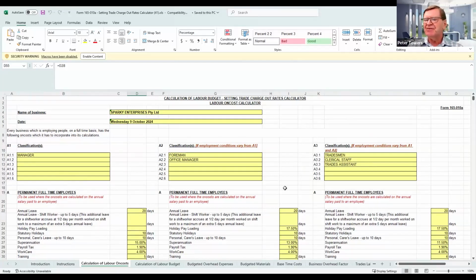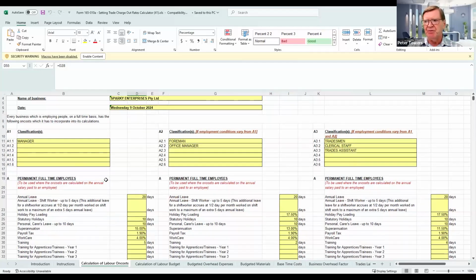And we have 6 of these, and there's 6 in each classification. That gives us 36 different employees that you could have. I think for small businesses, that should cover it very easily. And over the years, we've never had anyone asking us for any more to be created. So we're starting off on full-time employees, permanent full-time employees. The manager's the first one we've put in.